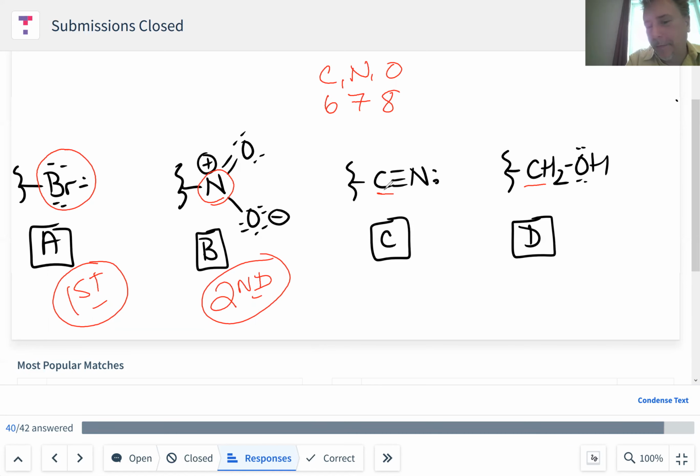So for fragment C, for the nitrile, carbon's bonded to nitrogen, nitrogen, nitrogen. And fragment D, this carbon is bonded to oxygen, hydrogen, hydrogen. So if we compare nitrogen to oxygen, so we're comparing the highest one in each of the remaining things. Oxygen is higher than nitrogen, so D should be third, and the nitrile will be fourth.